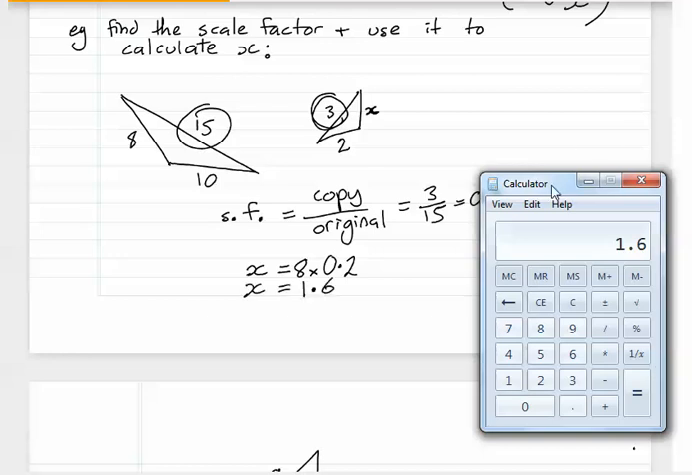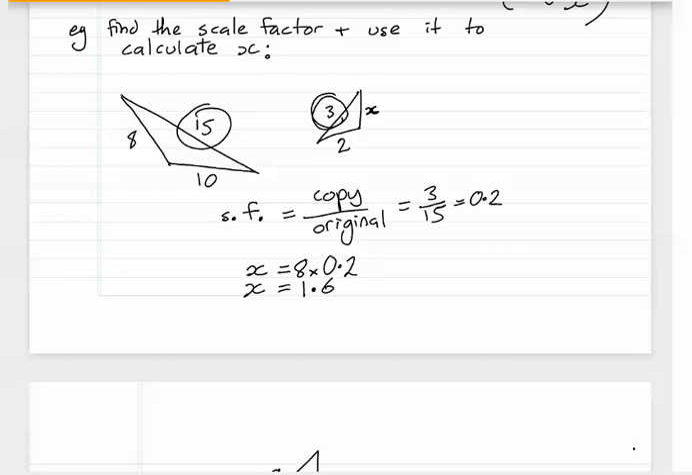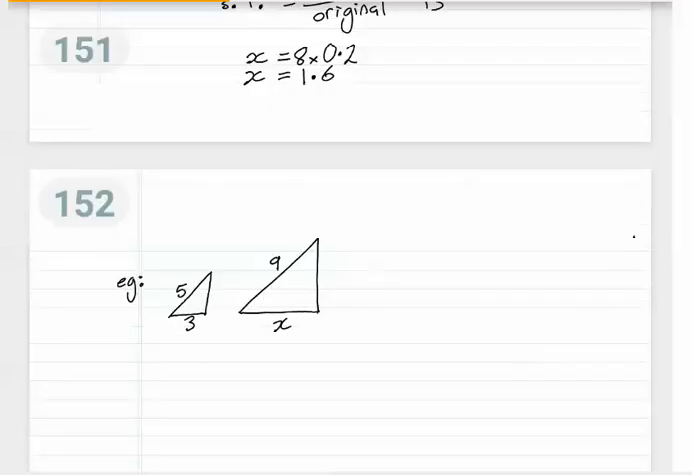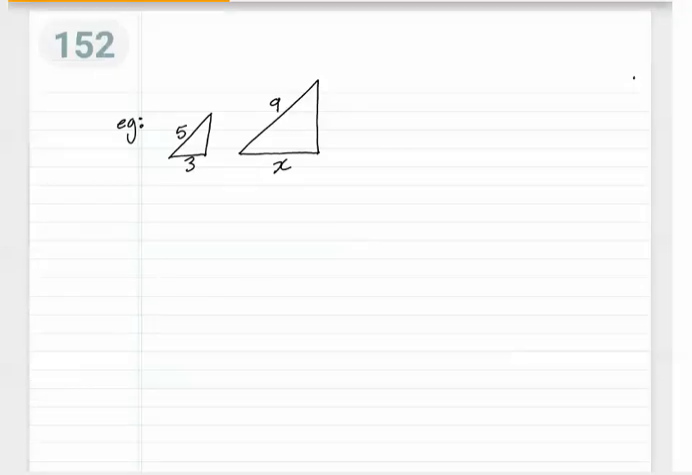So I've found the value of the missing side by using the scale factor. Last question, very quickly. Find x again. We calculate our scale factor by doing copy over original. Keep your working short if you want, abbreviations are fine. Pick a pair of matching sides. We've only got one, 9 and 5. Not very helpful numbers, but the copy is the big one because it's got the x on it. Over original, 9 over 5.